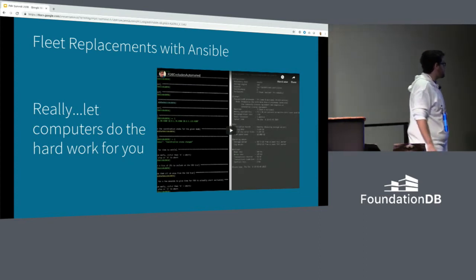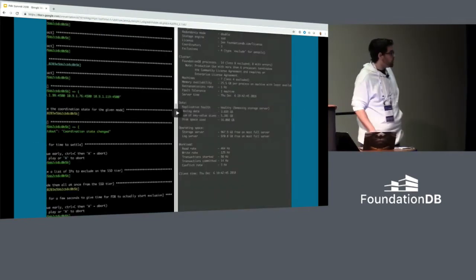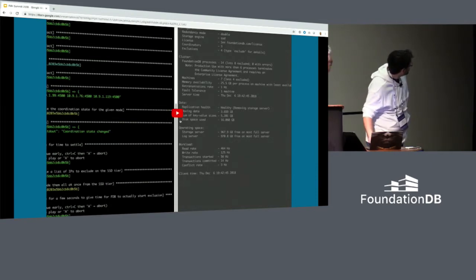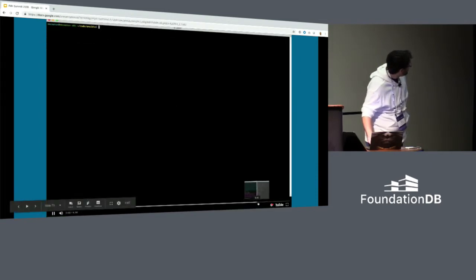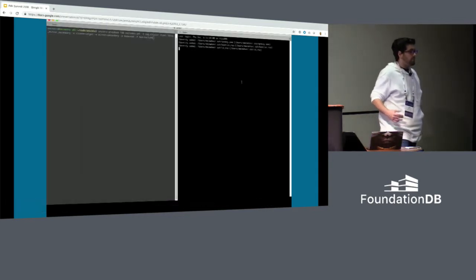So fleet replacements really let computers do the hard work for you. The thing with the fleet replacements is we need to be able to change the tires on the car. Wait, it's to the left, right? Yep. While the car is moving. We don't want to have to deal with it.